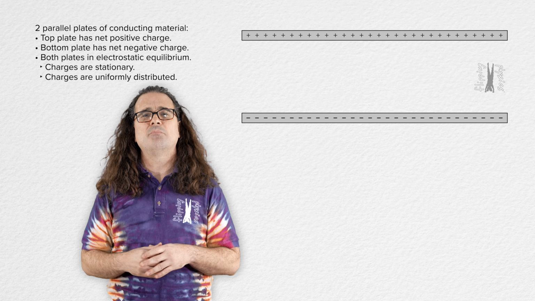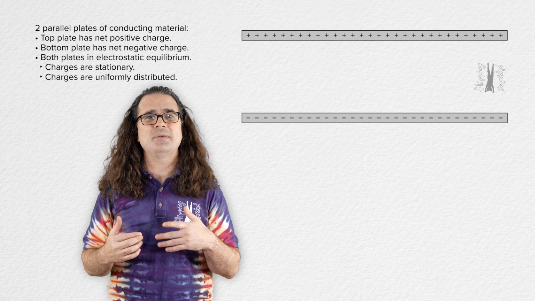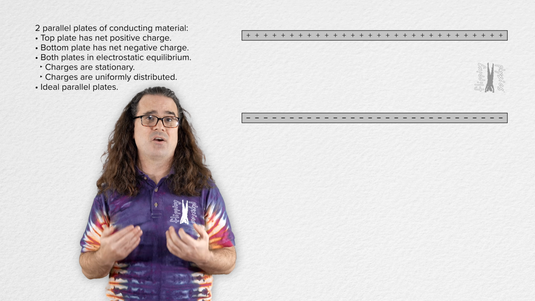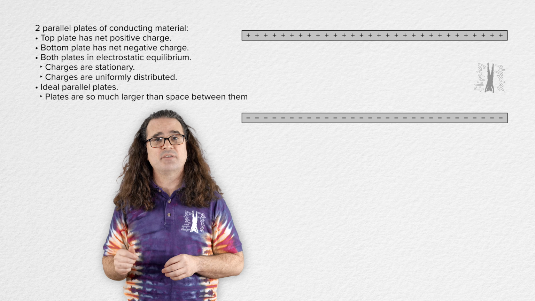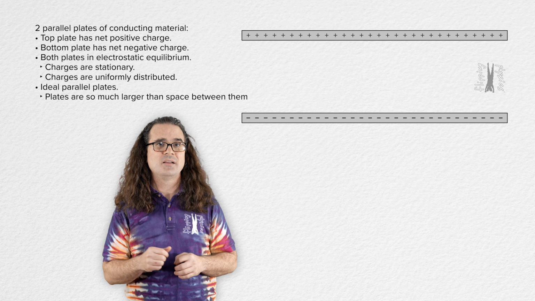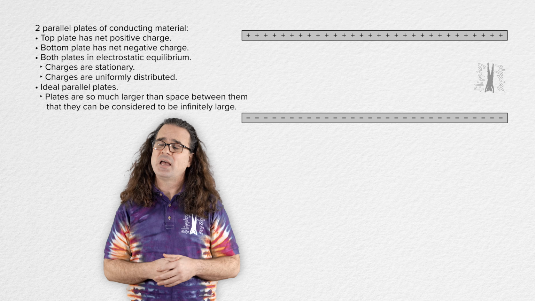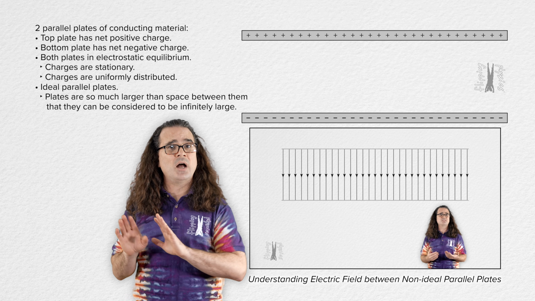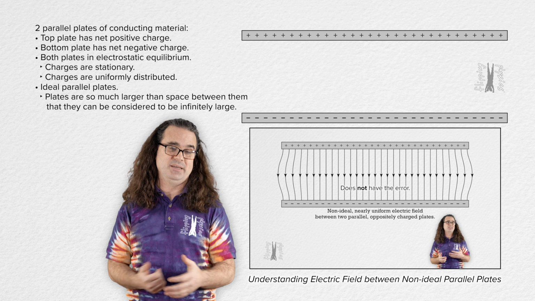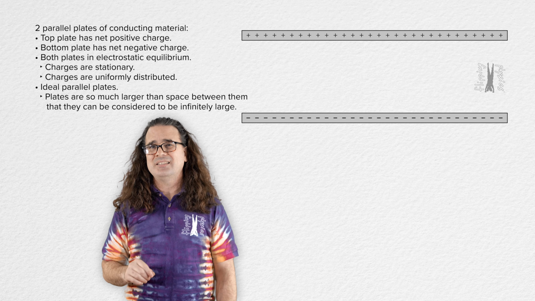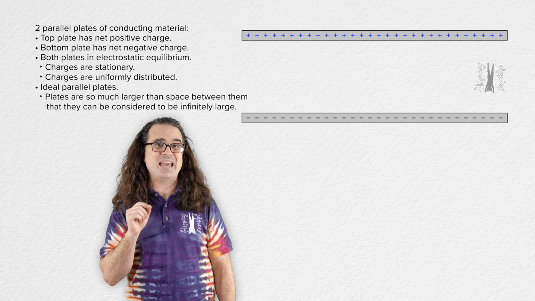plates. Now, before we do anything else, I want to clarify that our whole discussion here is going to be about an ideal pair of parallel plates. An ideal pair of parallel plates are large enough compared to the space between the two plates that the plates themselves can be considered to be infinitely large. I have a separate video for you to watch after this if you want to learn about a non-ideal pair of parallel plates.